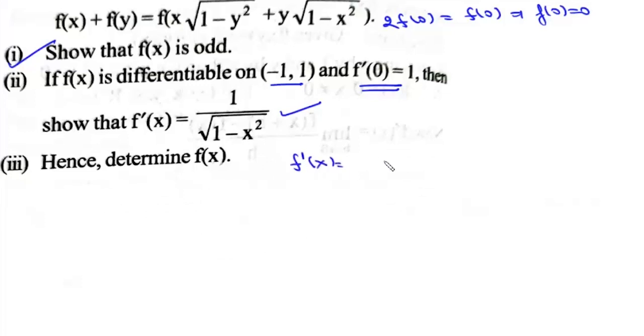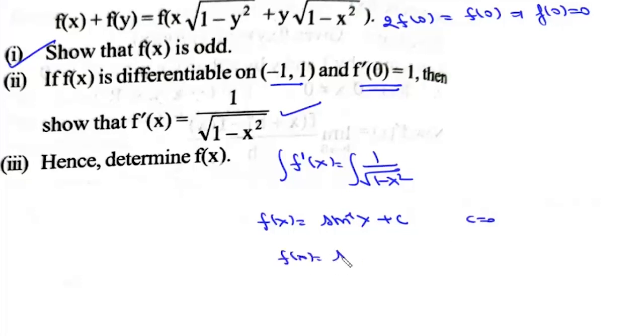Now f dash x is 1 upon under root of 1 minus x square. Now we integrate this. Now this is f(x), and here this is sin inverse x plus c. Now when x is 0, f(0) is 0. That means c is 0. So basically this function f(x) is sine inverse of x. And that is the answer to this question.